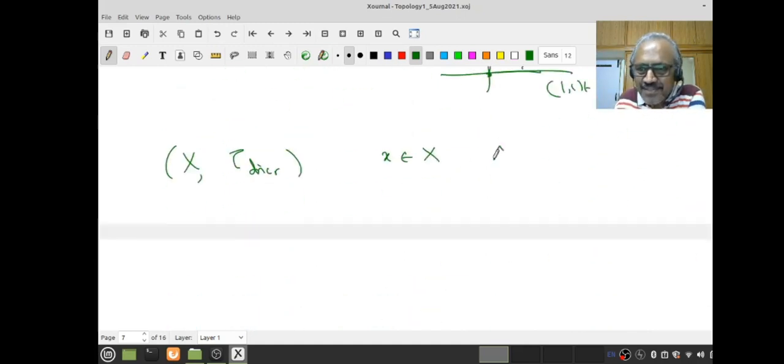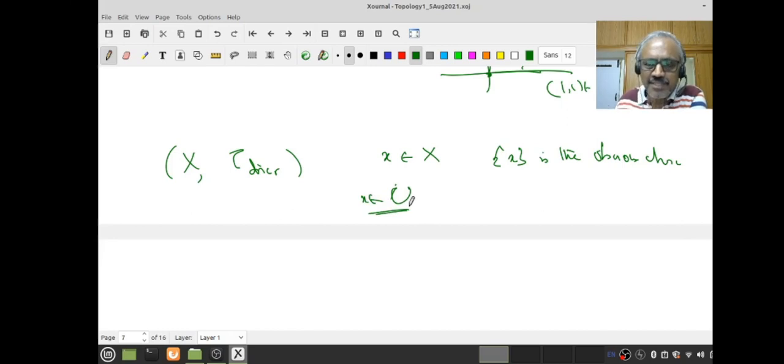Therefore, singleton X is the obvious choice. For that matter, any set U which contains X will be an open set, because it's discrete. Therefore, any set is open. Therefore, asking for an open set which contains X is the same as saying take any set which contains X. That's an open set.